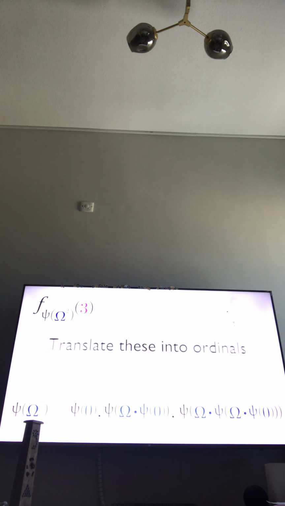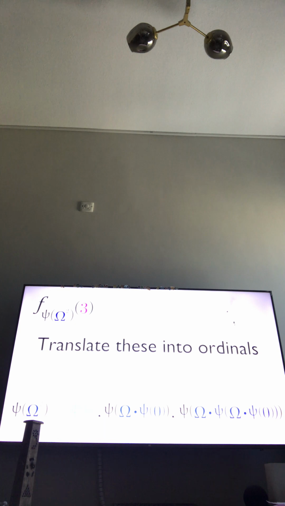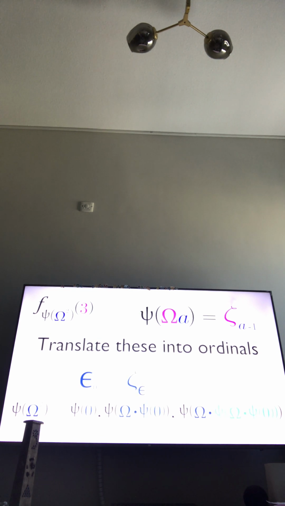Now let's translate these into ordinals. Psi 0 collapses to epsilon 0. Now what about psi omega times psi 0? Remember in our previous video, we said that psi omega times a is equal to zeta a minus 1. Because we have omega times psi 0, this collapses into zeta epsilon naught. Now psi omega times zeta epsilon naught, now this collapses with the subscript of zeta epsilon naught.